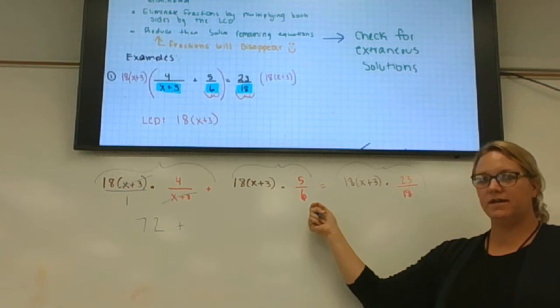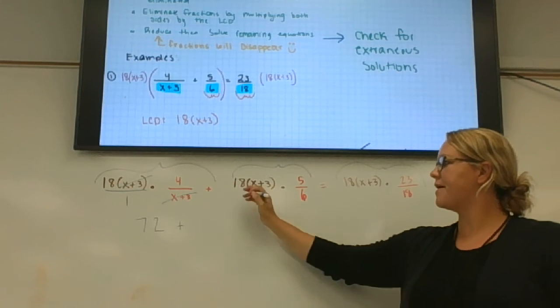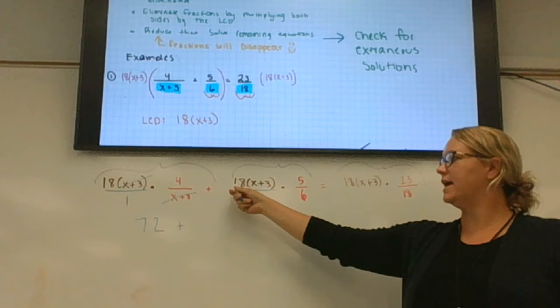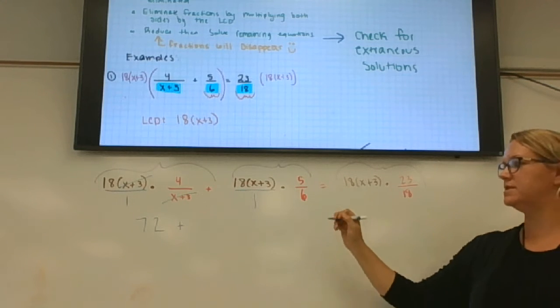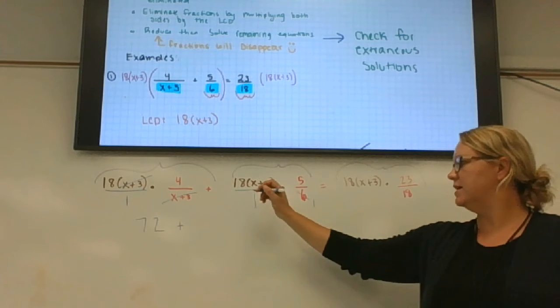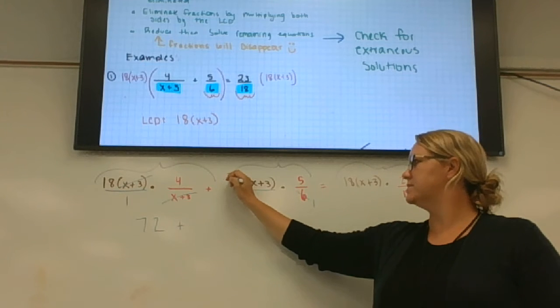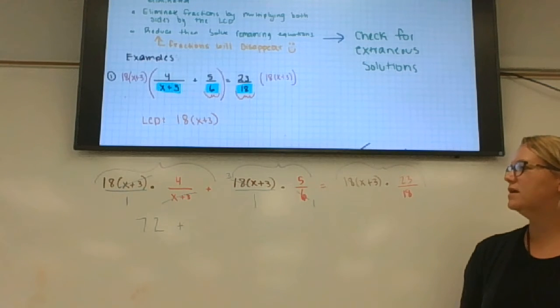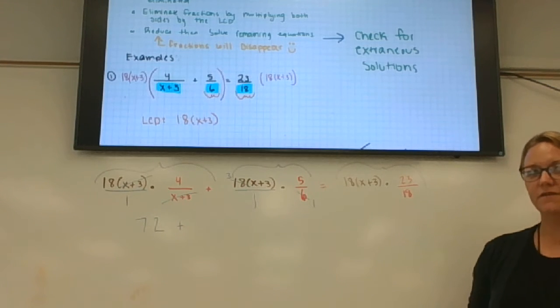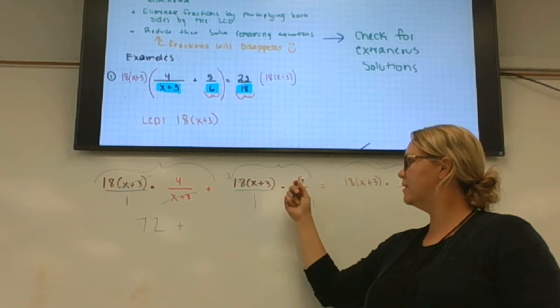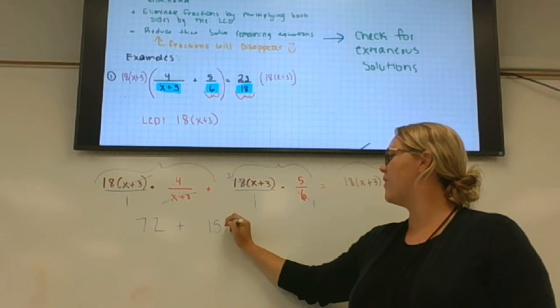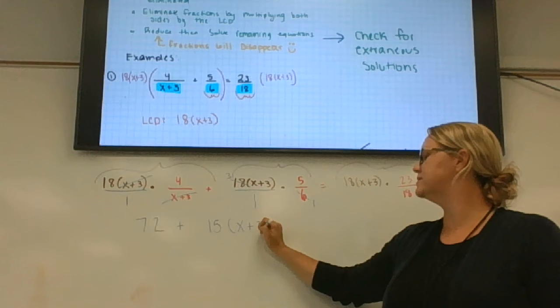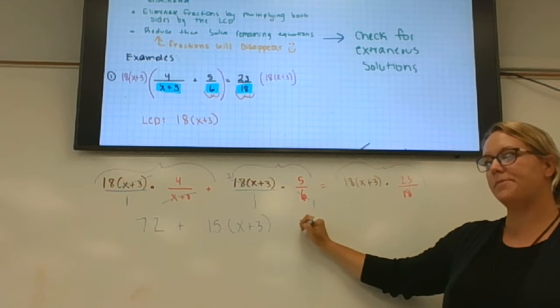In the second bit, 18 and 6 can be reduced. 6 goes into 6 once and 18 3 times. So what I have left to multiply would be 15x plus 3 equal sign.